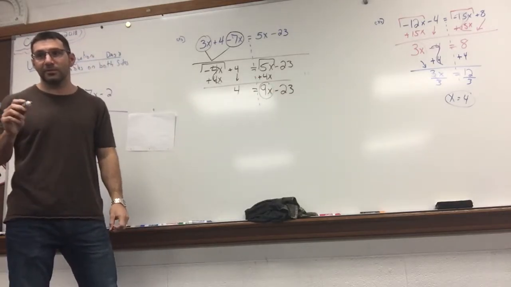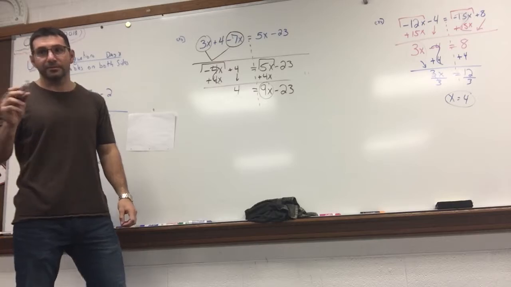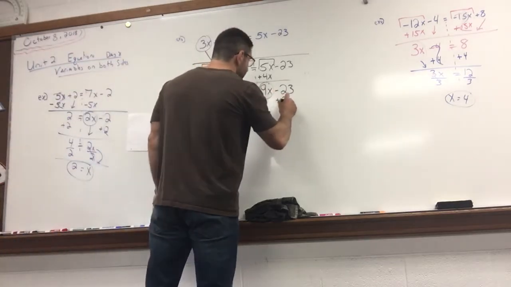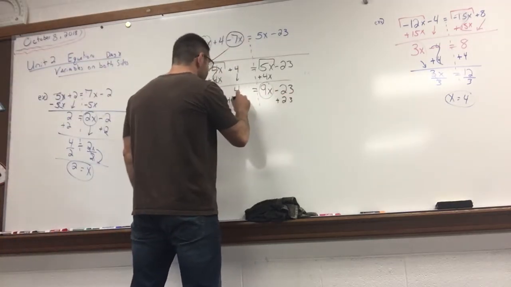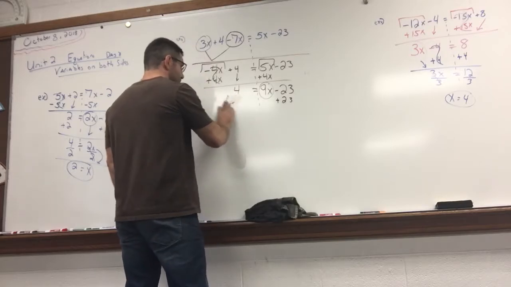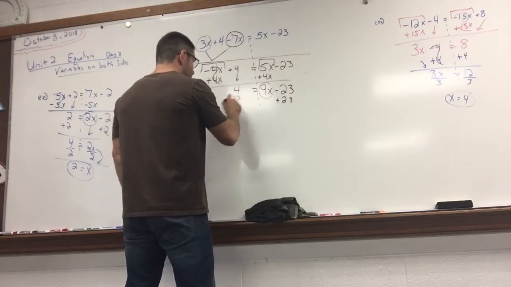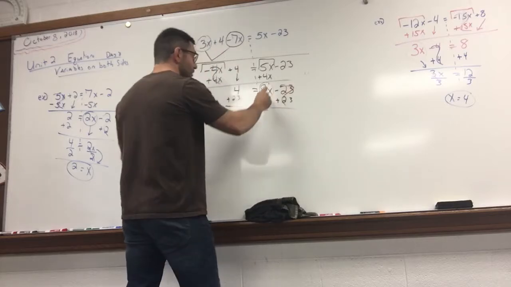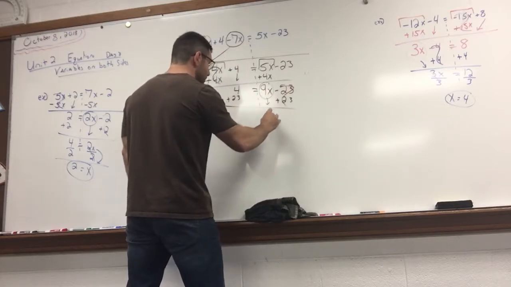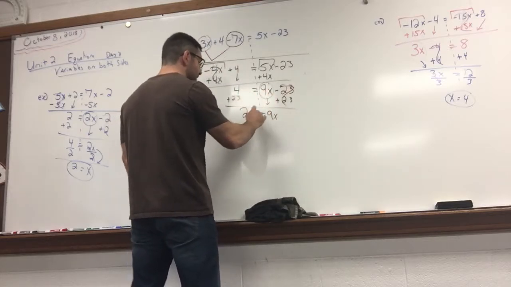Yeah, so how do I move this negative 23 to the other side? Alyssa, how do I move a negative 23 to the other side? Yeah, 23. Very good. Additive inverse. I'm adding 23 to both sides. So negative 23 plus 23 is 0. 9x drops down. That gives me 27.